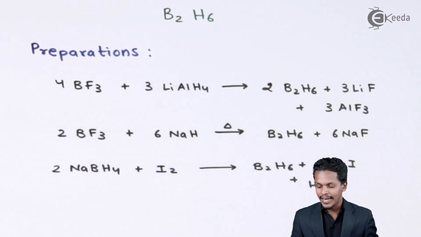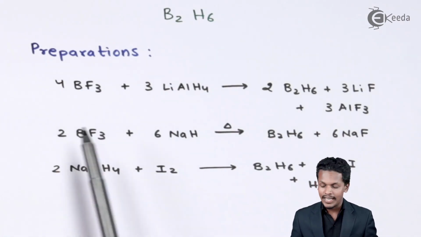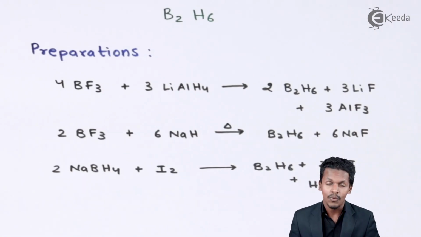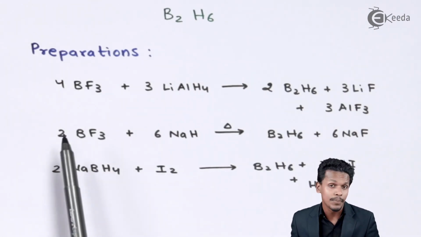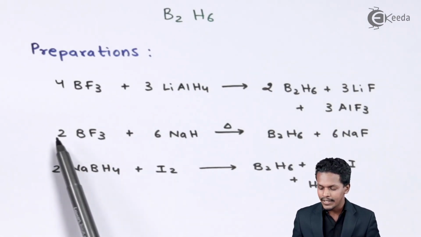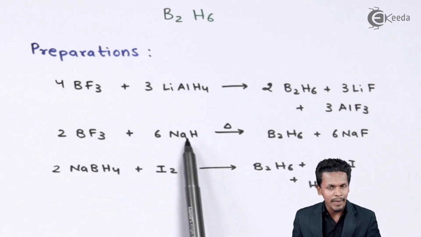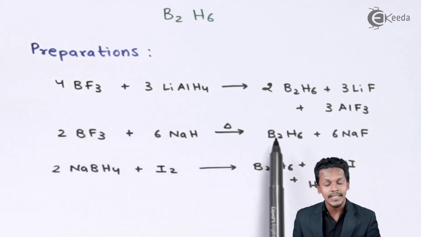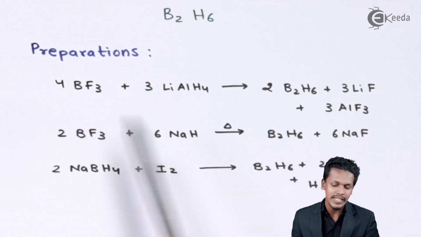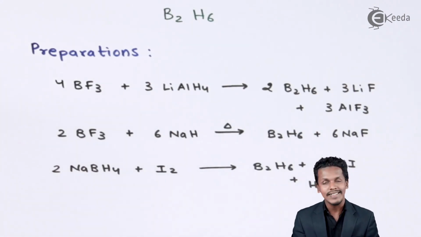Talking about the second method, what happens if boron trifluoride is treated with sodium hydride. In this case, 2 moles of boron trifluoride are treated with 6 moles of sodium hydride, and on heating, it produces 1 mole of diborane, B2H6, along with 6 moles of NaF. So this is a kind of substitution reaction that has taken place here, and that is how we could obtain diborane.